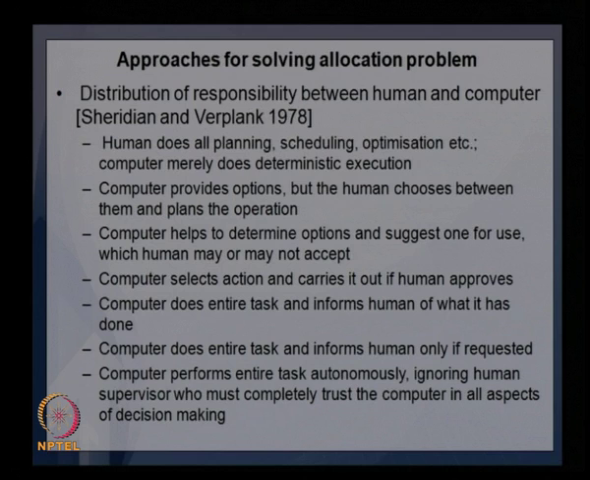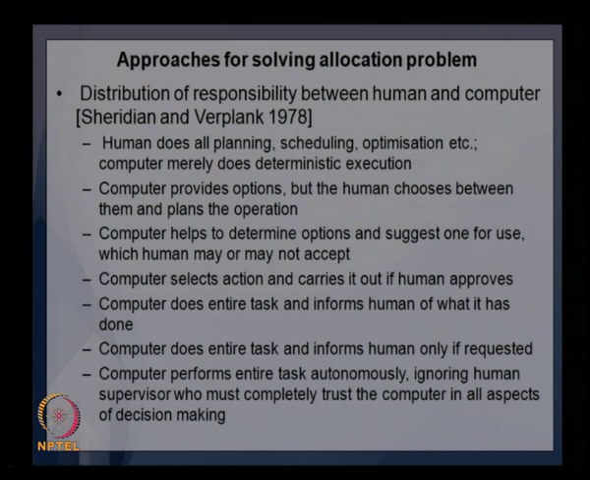And probably the highest level is the computer performs the entire task autonomously, ignoring the human supervisor, who must completely trust the computer in all aspects of decision making. That is the fully autonomous system. You can look at some of the latest systems. If you look at an autonomous robot, or at the fly-by-wire system in aeroplanes, these are all examples of how we allocate the functions between human and computer.